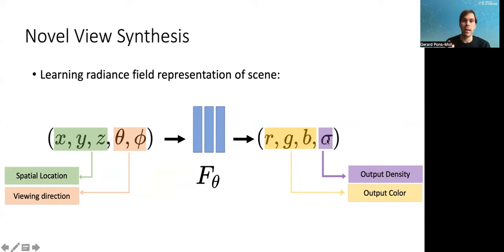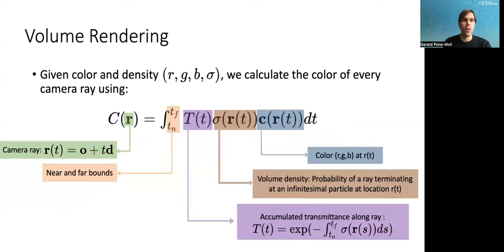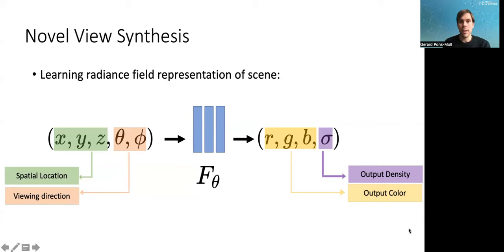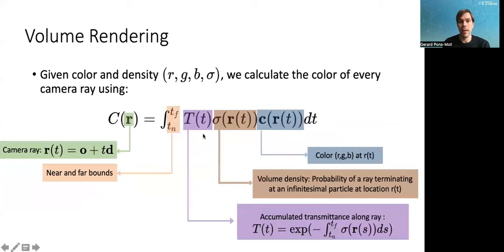Ideally we want high density where we have actual geometry of the scene, and very low density where we do not have geometry. One nice property of this is that you can model solid objects, but also volumetric objects as well. Once you have this radiance, you can do volume rendering in order to obtain the image that we're after.